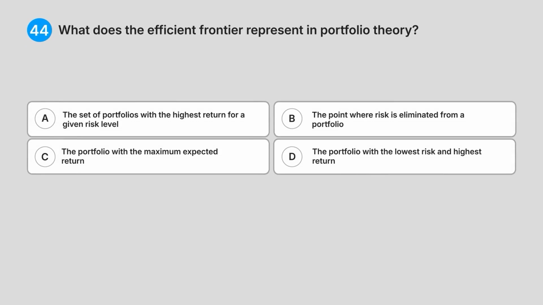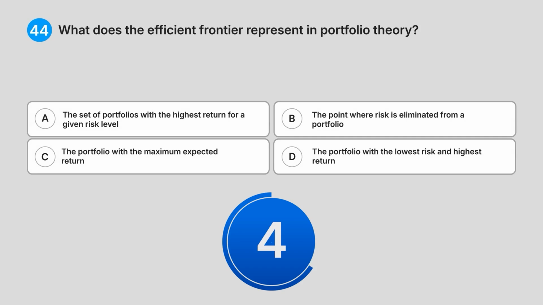44. What does the efficient frontier represent in portfolio theory? A. The set of portfolios with the highest return for a given risk level. B. The point where risk is eliminated from a portfolio. C. The portfolio with the maximum expected return. D. The portfolio with the lowest risk and highest return. What do you think is the answer?